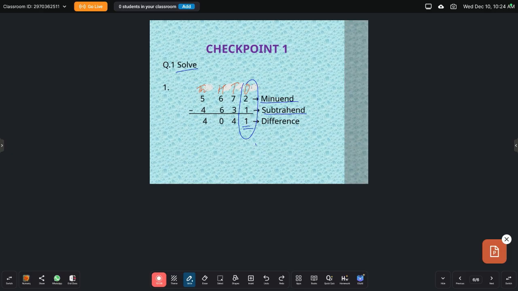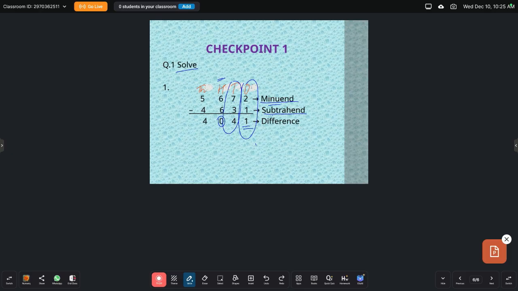Then move to the next column. It is the tens column. In the tens column, we have 7 as minuend and 3 as subtrahend. So 7 minus 3 is 4. Then move to the next column, the hundreds column, and in the hundreds column we have 6 as minuend and again 6 as subtrahend. So just read the property: when you subtract a number from itself, the result is always 0. So 6 minus 6 is 0.